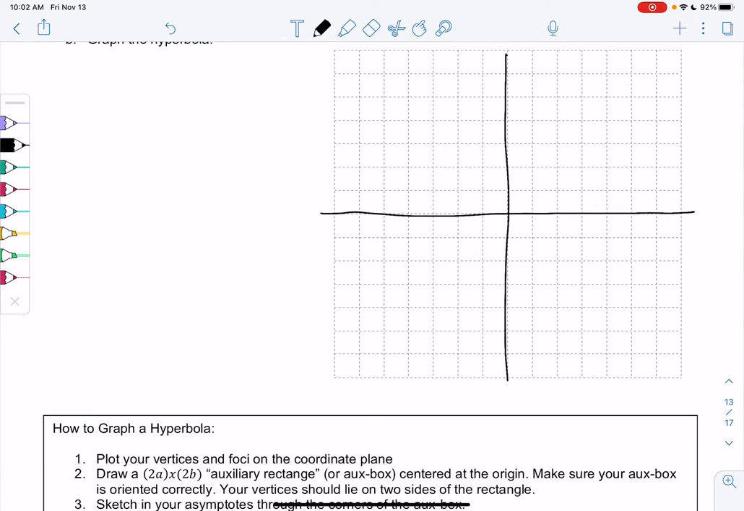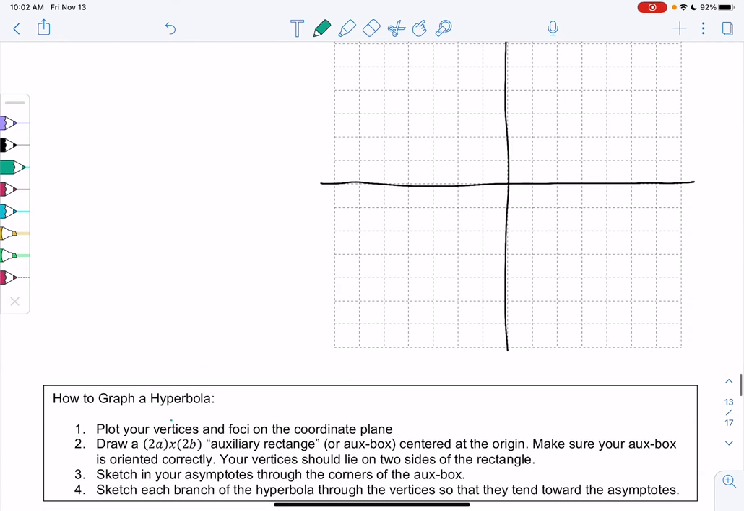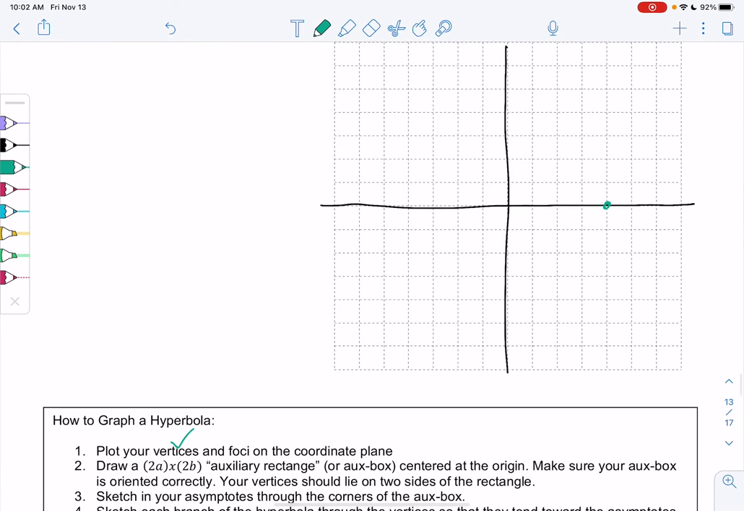So my vertices, we got 4, 0 and negative 4, 0, so we'll go over to 4 and negative 4. My foci were at 5 and negative 5.